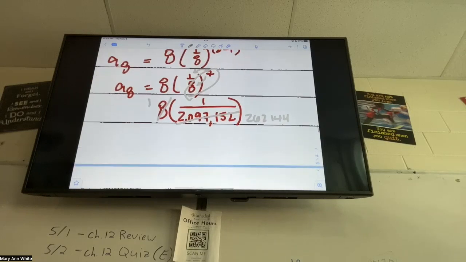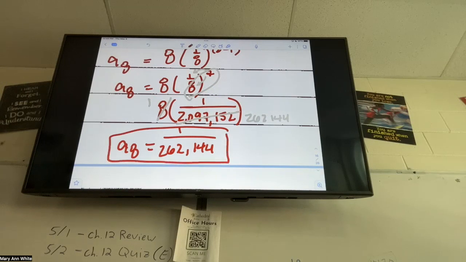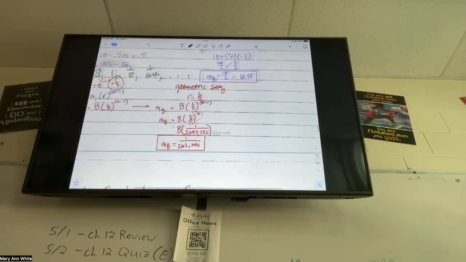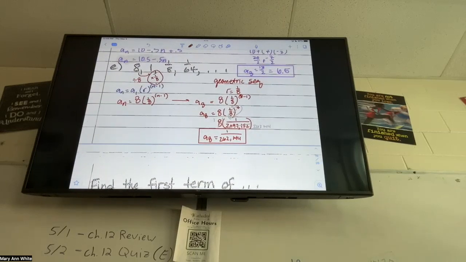And I would like us to just leave it as that fraction. The 8th term is going to be 1/262,144. Okay. Any concerns on what we've done so far?